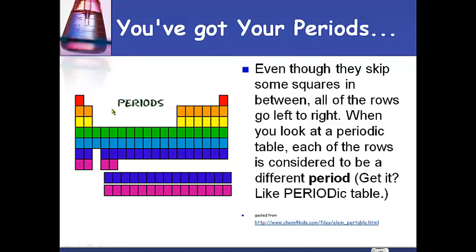So let's go back to the periods. I want you on your periodic table to write period 1 next to this row, period 2 next to this row, period 3 next to this row, 4, 5, 6, 7. Pause the video now while you do that, and then start me back up again.